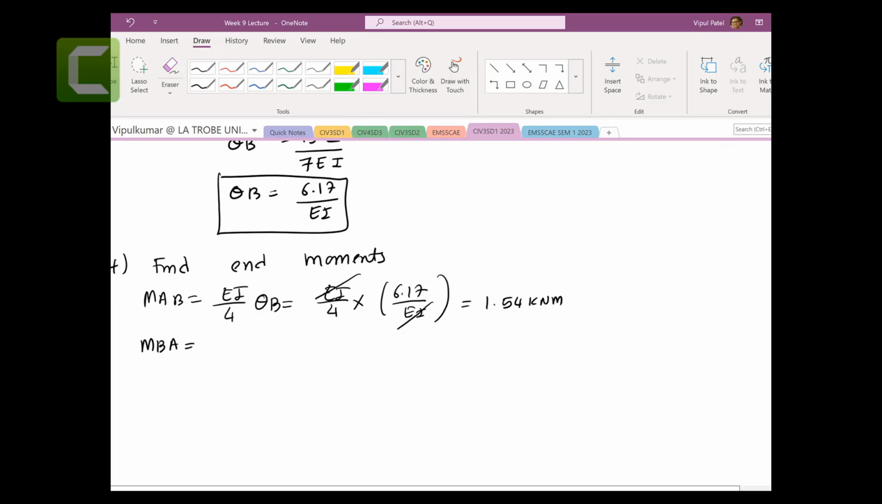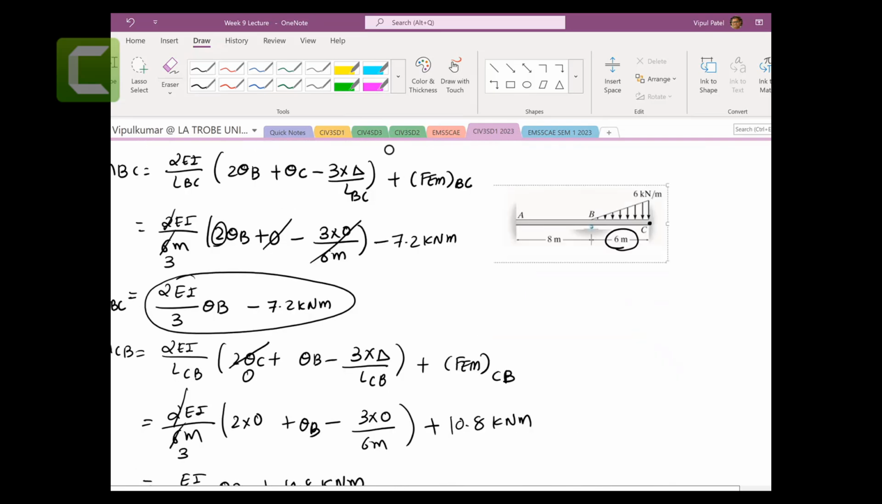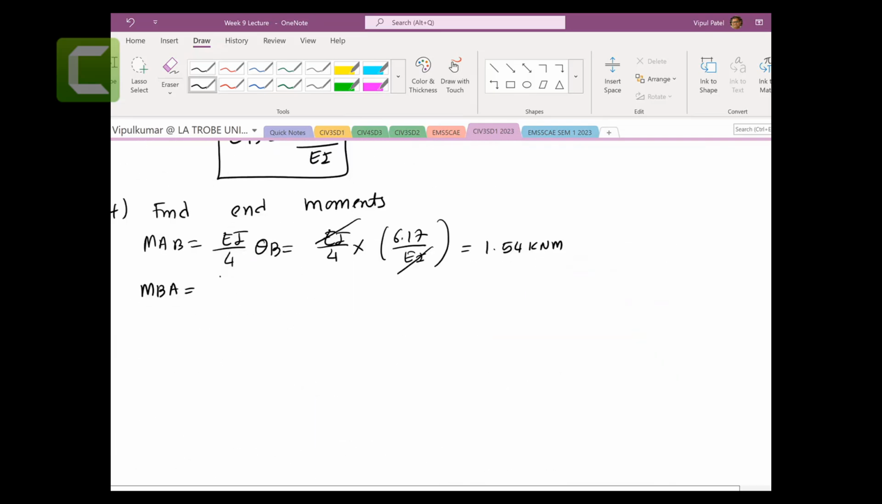MBA, let's get the equation MBA. EI on 2 theta B. So EI on 2 theta B was 6.17 over EI. EI cancels, 6.17 over 2. We got 3.09 kilonewton meters.